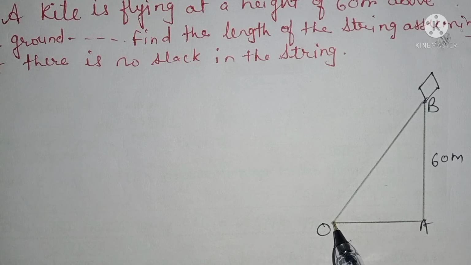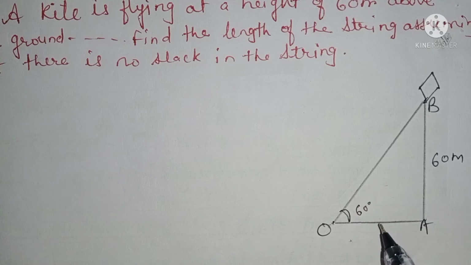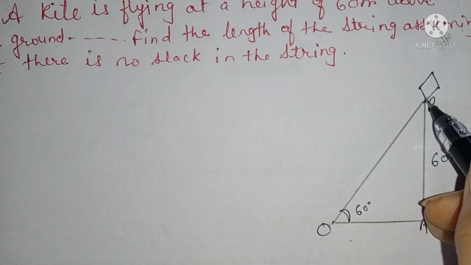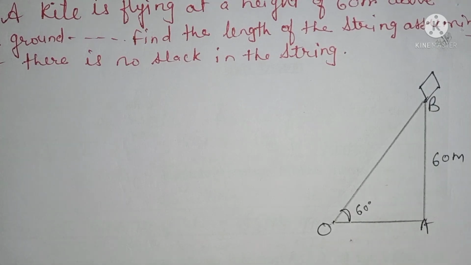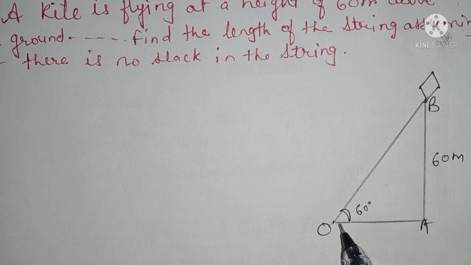The inclination of the string with the ground. This string's inclination with the ground is of how many degrees? It is 60 degrees. And we have to find the length of the string, assuming that there is no slack in the string. We have to find out this length of the string. Have you understood? This is the position of the kite which is 60 meter above the ground, and the string, the thread, is making a 60 degree angle with the ground, and we have to find out this length of the string.